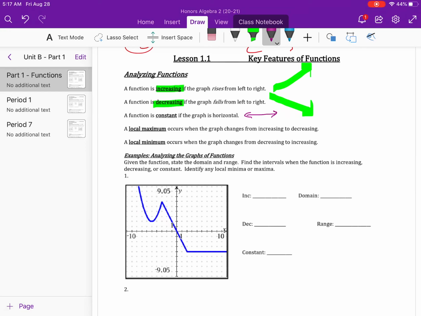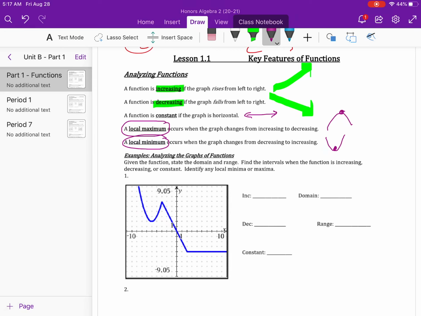Maximum and minimums, you have talked about those with parabolas, but we are looking at local max and local minimums. So a local maximum is basically where it goes from increasing to decreasing, and there's kind of a mountaintop. A local minimum is when we go from decreasing to increasing and we kind of have a valley.